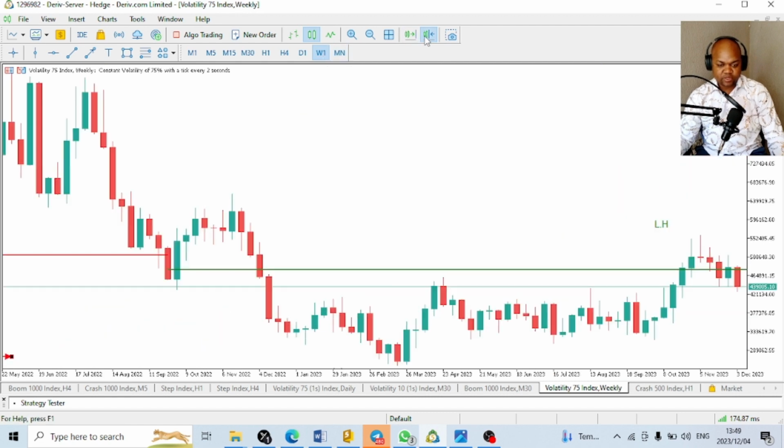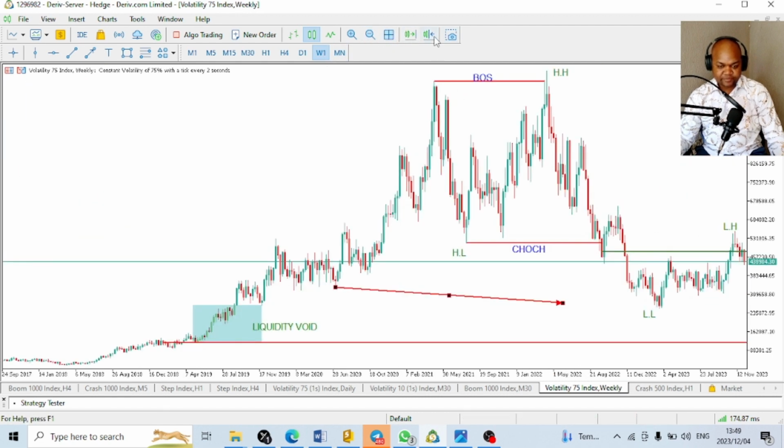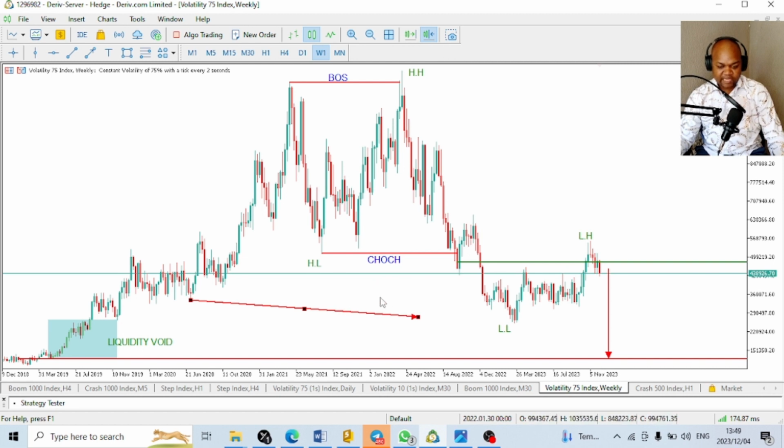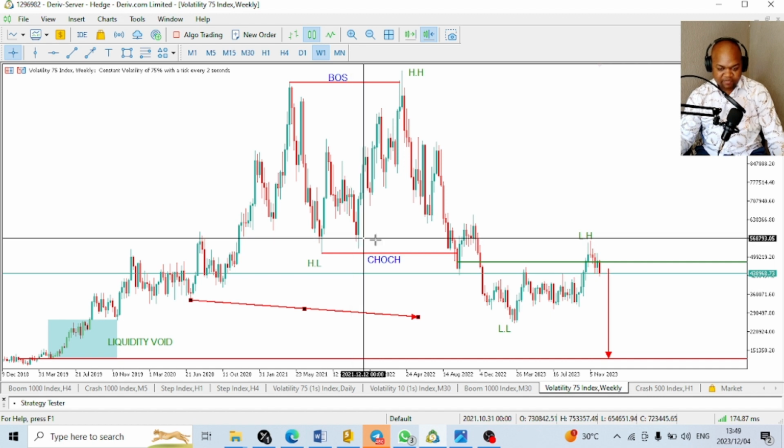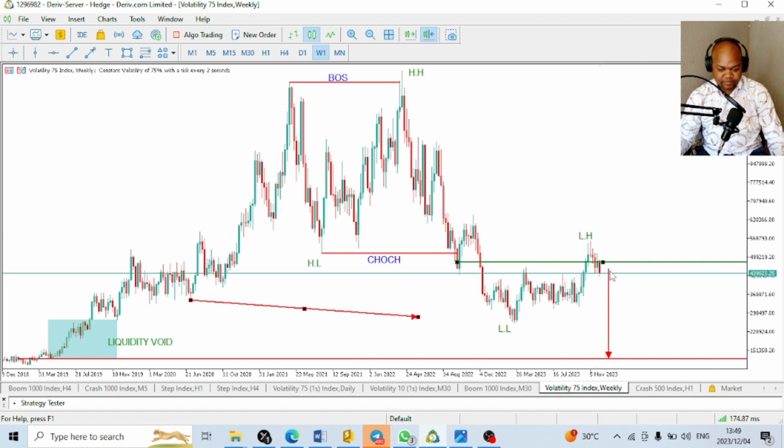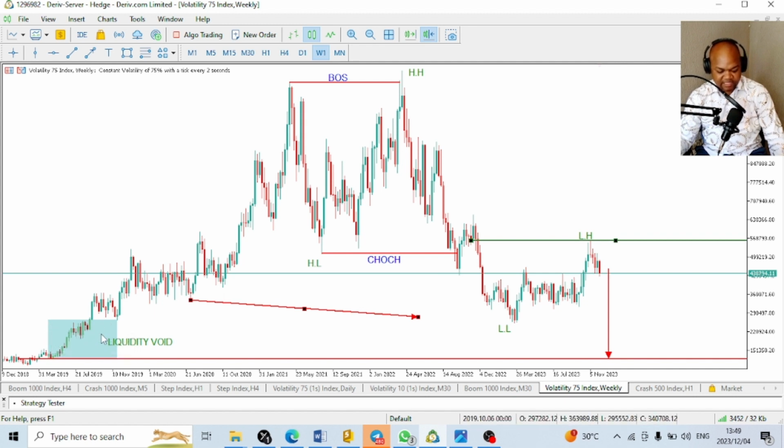Then if I move down to the weekly, what do I see? From the weekly, I can see clearly that the price used this order block, the weekly order block here, and the price used that weekly order block to move downwards. So this is what I'm currently seeing. And if I look at the chart, the price is supposed to correct this imbalance that we have at this particular level, this one. So price is supposed to move upwards.